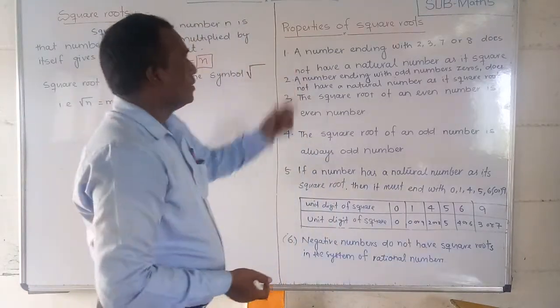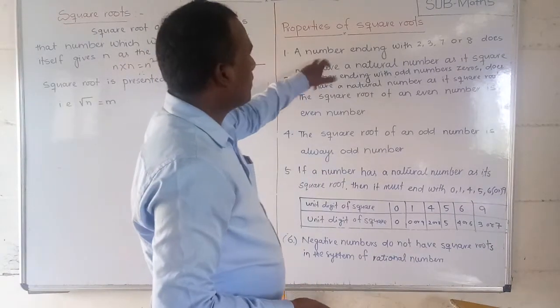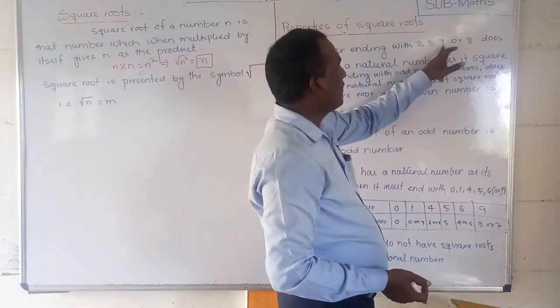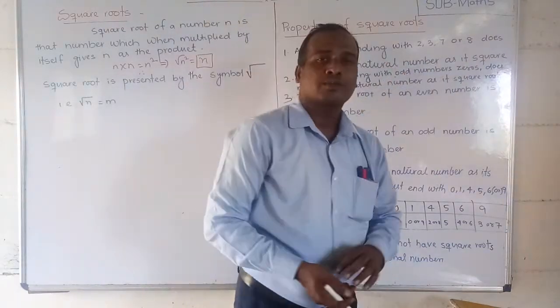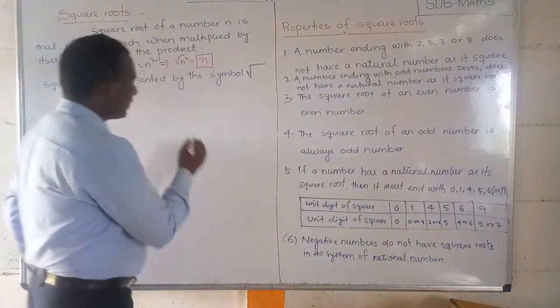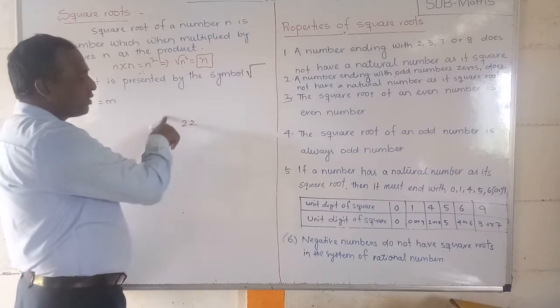Okay students, first point: a number ending with 2, 3, 7 or 8 does not have a natural number as its square root. Because suppose I say 22. Ending with what? 2. That means it is not a perfect square.